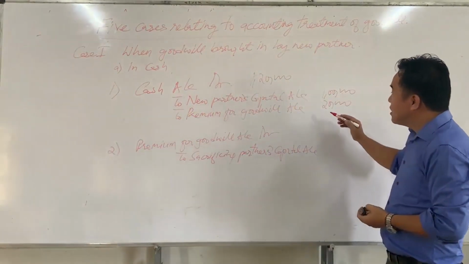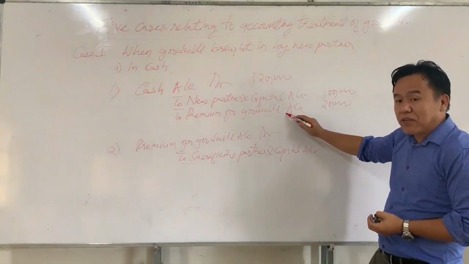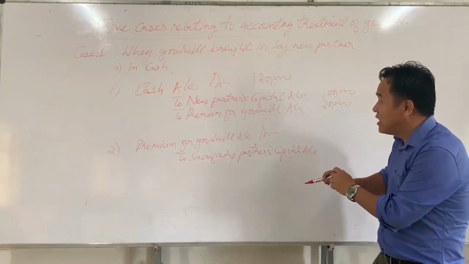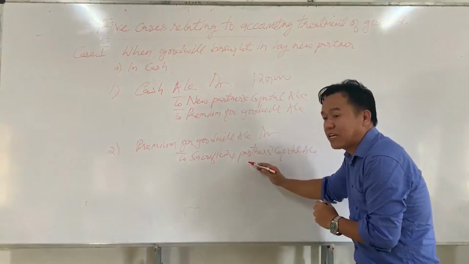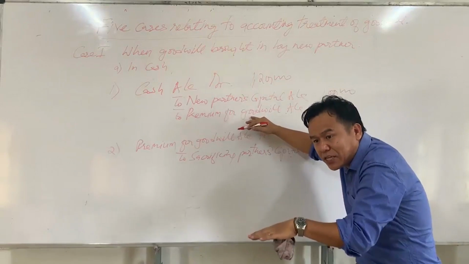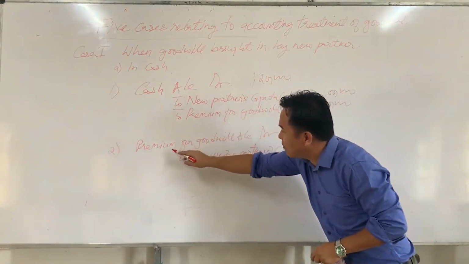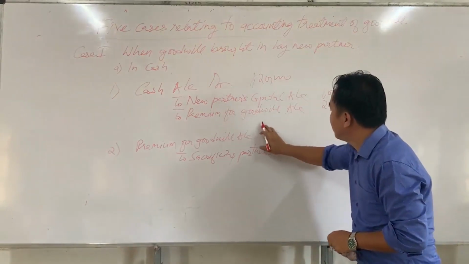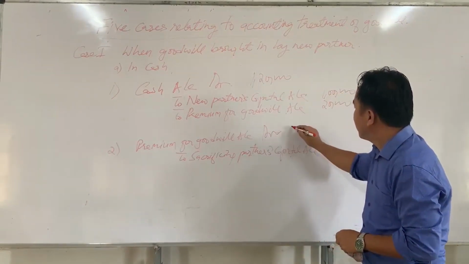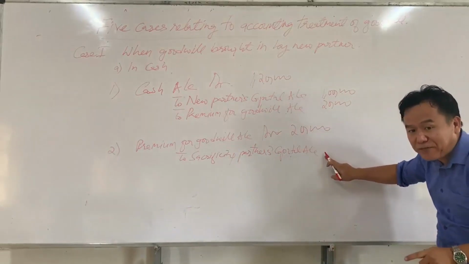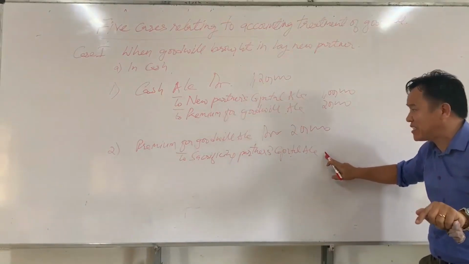Now what happens is, the goodwill or premium brought in by new partner should be transferred to whom? Sacrificing partners. If premium is transferred to sacrificing partners, then liability will be decreased. If liability decreases, it should be debited. That is why premium for goodwill account is debited here. So what is the amount? 20,000. So this 20,000 should be transferred to sacrificing partners in their sacrificing ratio.